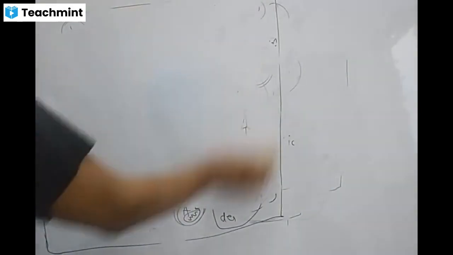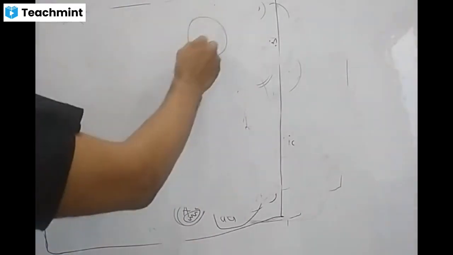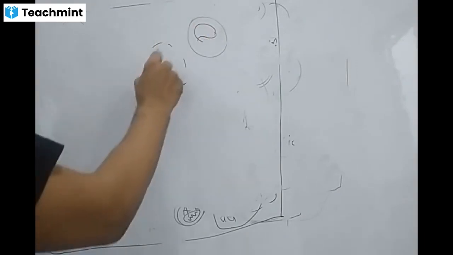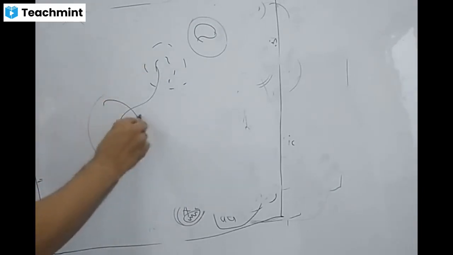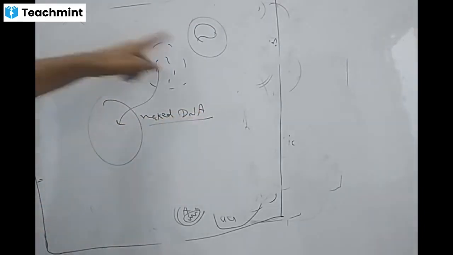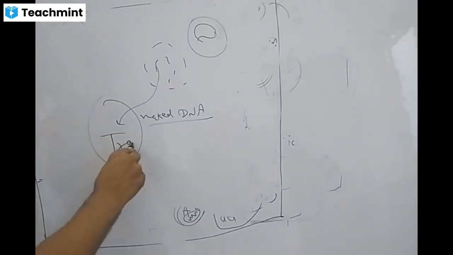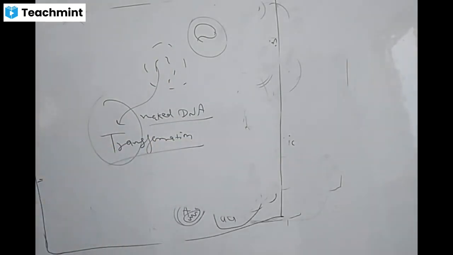Transformation is a simple method where naked DNA is taken up from the surroundings. So this is the bacterial DNA. Suppose this bacteria died and this DNA also fragmented. There is one more bacteria and it takes this naked DNA from the surrounding area. So we call this method transformation. So these are the three methods.